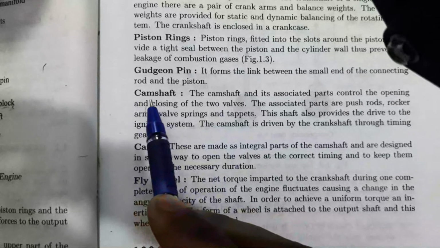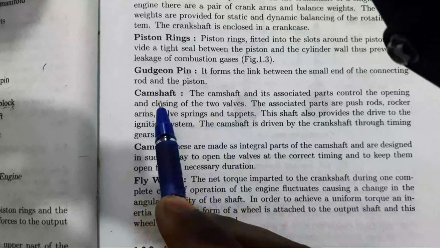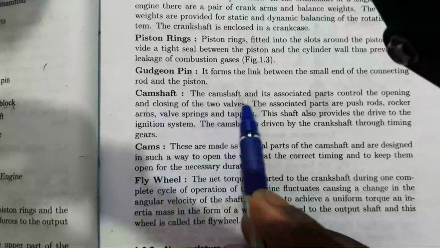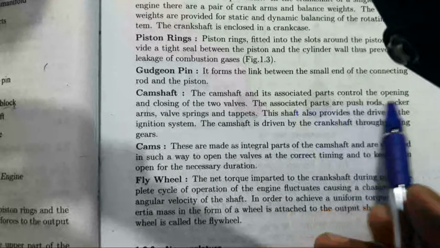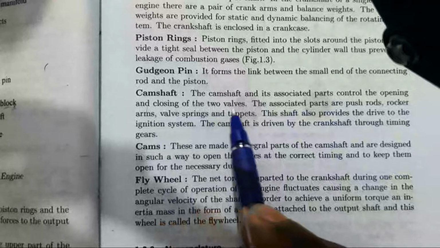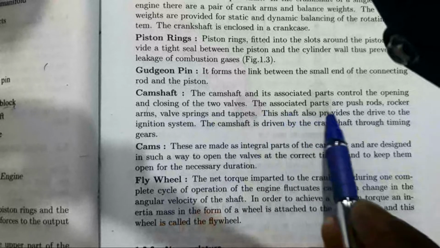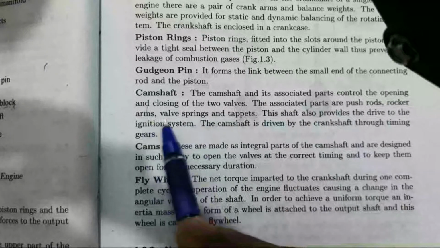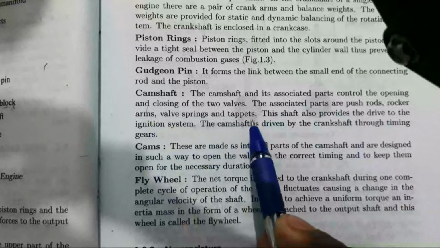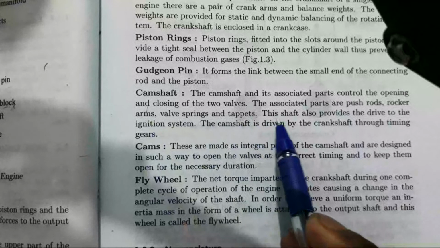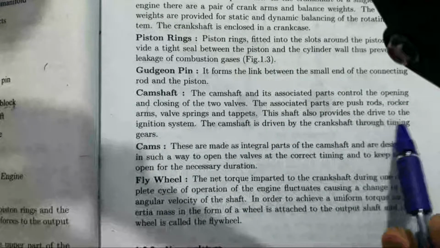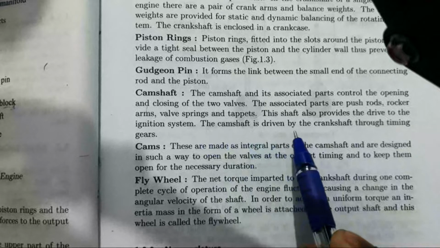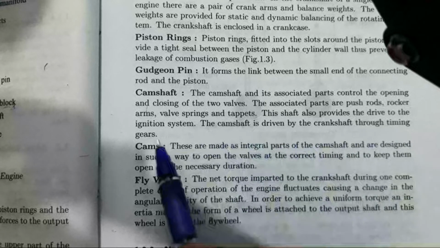Next is the camshaft. The camshaft and its associated parts control the opening and closing of the two valves. The associated parts are push rod, rocker arms, valve springs, and tappets. This shaft also provides the drive to the ignition system. The camshaft is driven by the crankshaft through timing gears.